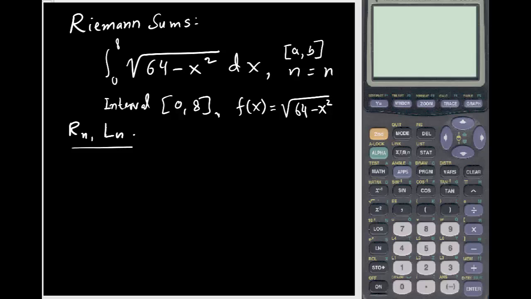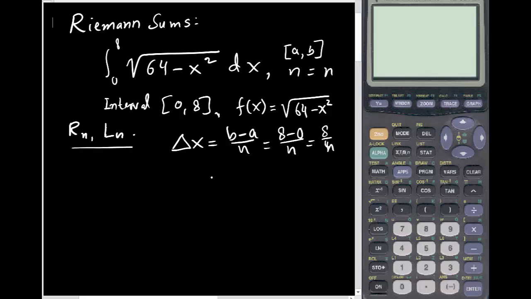Now we want to write right Riemann sum and left Riemann sum for non-specific value of n. So n is n. So in terms of n, we need to write right Riemann sum and left Riemann sum. Let us see how we do it. First we find delta x. So you know delta x is b minus a over n. So b is 8, a is 0, n is n. So we get 8 over n. This is my delta x.